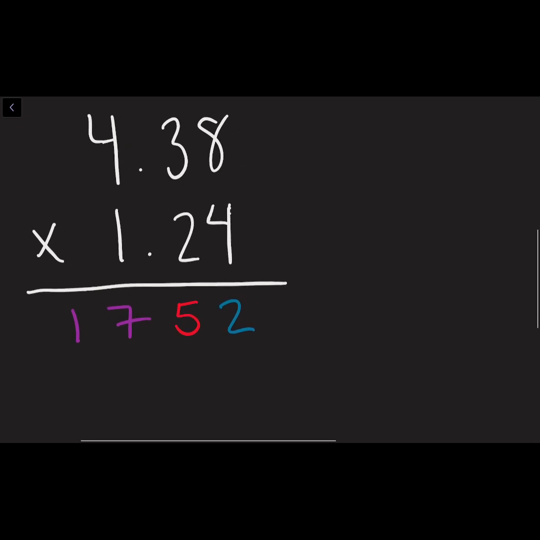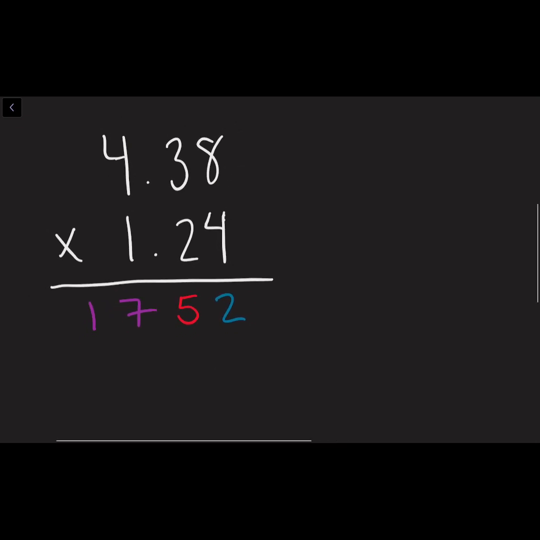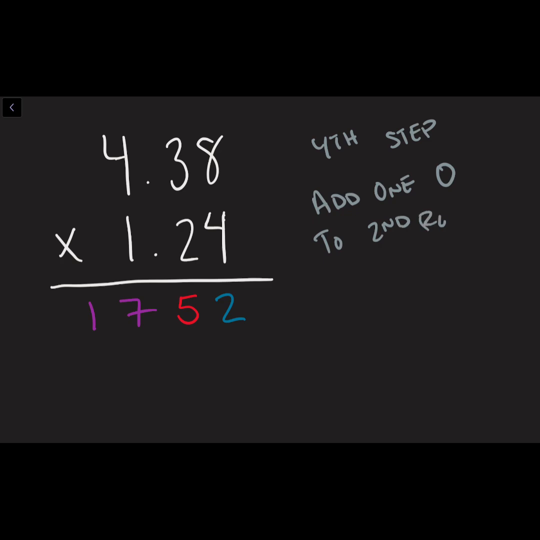Our fourth step of the day is going to be, let me zoom out a little bit. Fourth step of the day, we're going to add 1 0 to the second row. All right, so our second row is right here. This is our second row. So we're gonna add our 0 right there. All right, so let's go ahead and erase that.